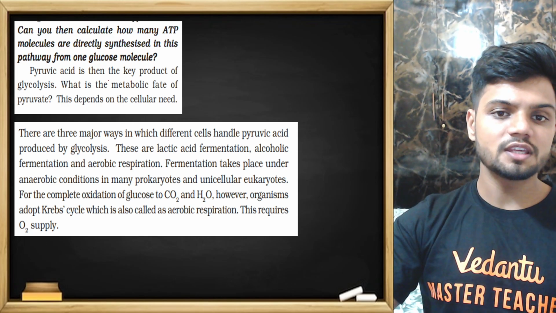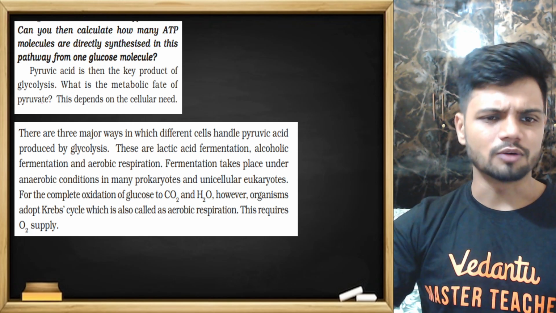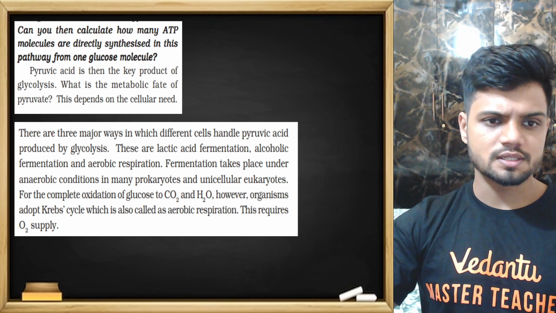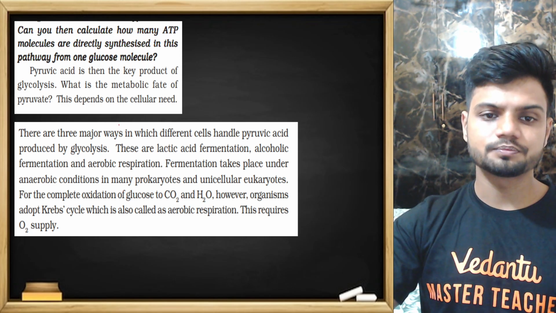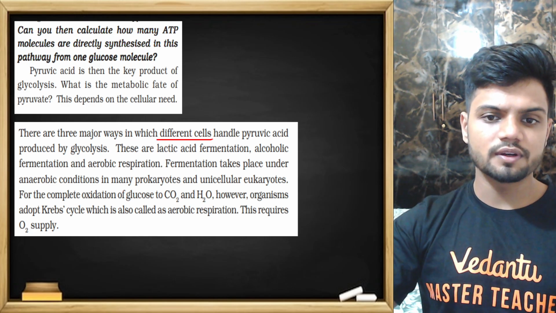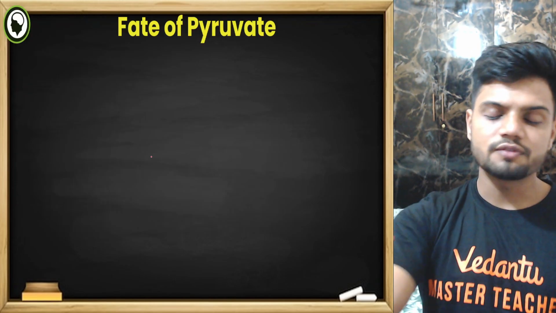Pyruvic acid is the key component of glycolysis. What is the metabolic fate of pyruvate? We will do that now. This depends on cellular needs. There are three major pathways, in which different cells handle pyruvic acid after glycolysis. That is the fate of pyruvate.